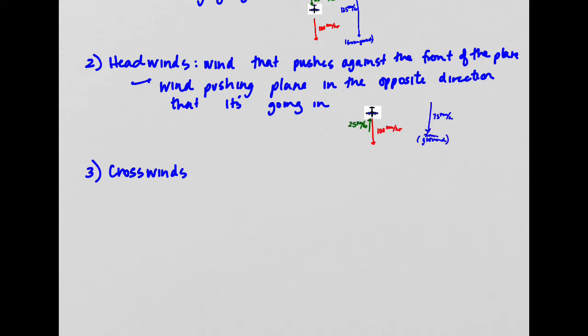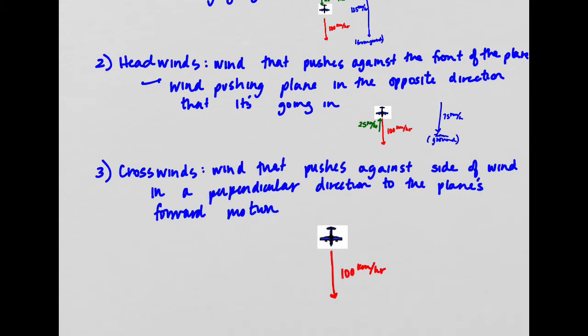So a side wind or a crosswind is going to be wind that pushes against the side of the plane in a perpendicular direction. So now we have this plane going forward at the same velocity that we've been dealing with the whole time. But now we have a side wind or a crosswind that is going to be 25 kilometers per hour in the western direction.